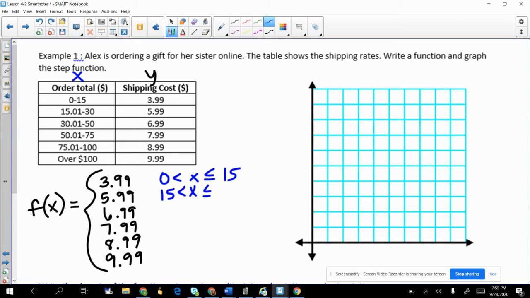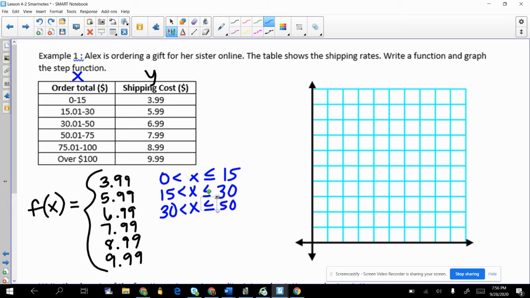And then we know that this is $15 to $30. This next one, again, we're not going to write it as 30.01. We're going to write it as 30, but we're not going to include it. And that's 30 to 50.